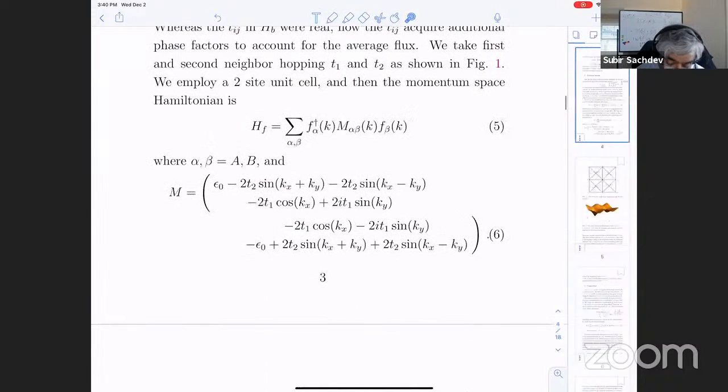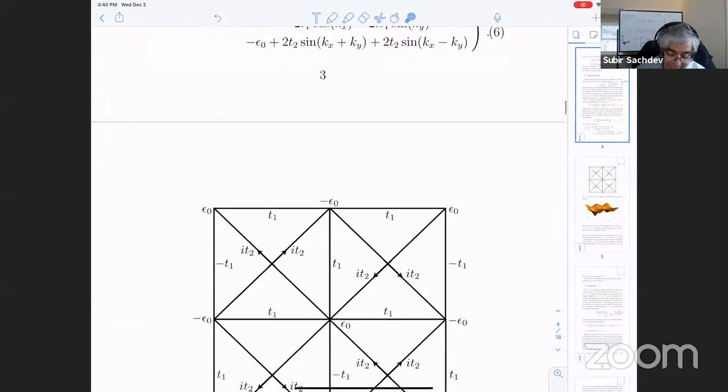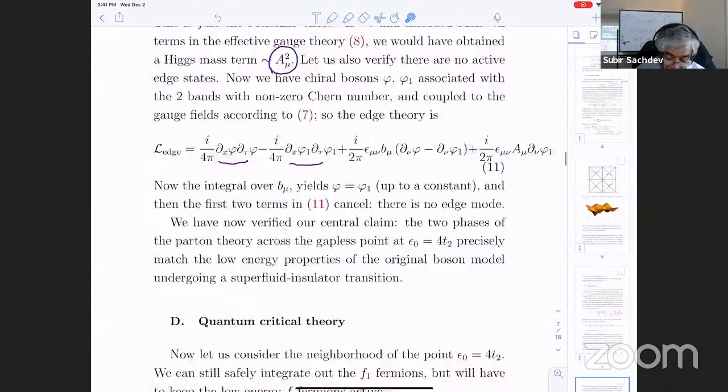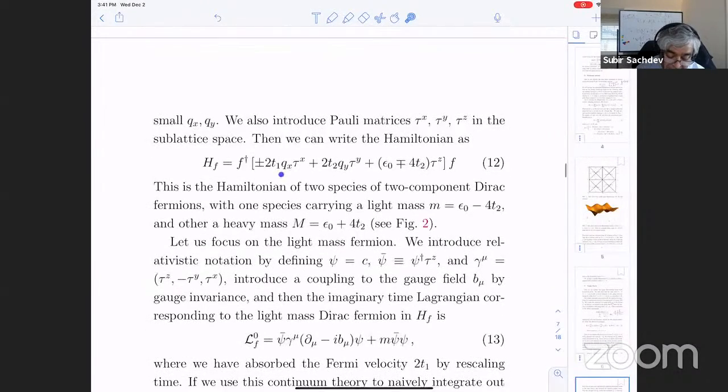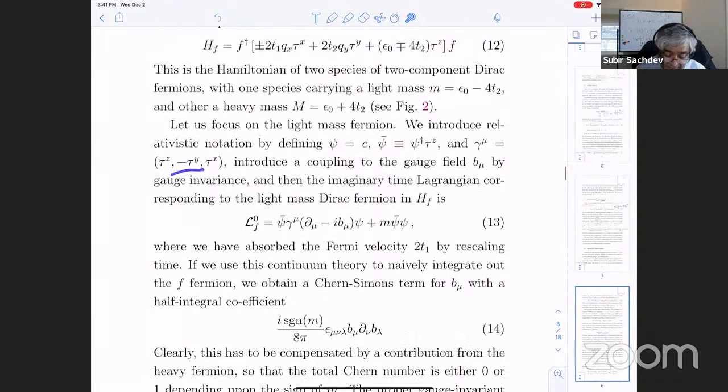You start with this Hamiltonian, you write it in the low energy limit near the Dirac point, and then you introduce some Pauli matrix notation, which just gives you various, so this is what it looks like in this 2x2 Pauli matrices on the A and B sublattice space. And then you introduce the fancy bar notation and the gamma mu notation from particle physics, and there you get a Dirac fermion. So the free theory is the Dirac fermion at some mass m.